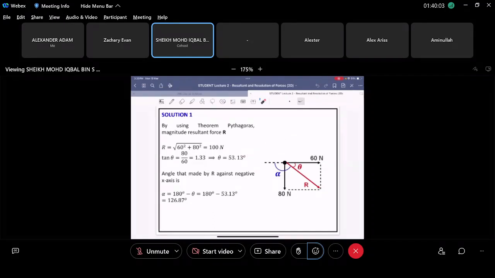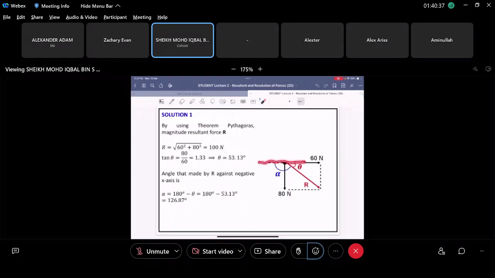But then the question wants to find the angle of R against the negative x-axis, right? It wants to know this part here. This is 0, right? So this going here is the negative x-axis. So it wants to know the angle going to the negative x-axis, alpha here. So it's easy, right? This is basic math. So 180 degree minus theta here, which is 53.13, you get 126.87 degree, right? It's basic maths.